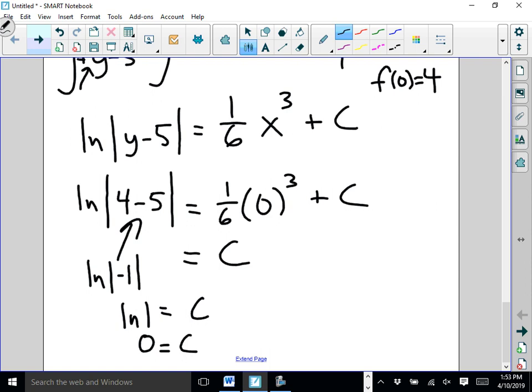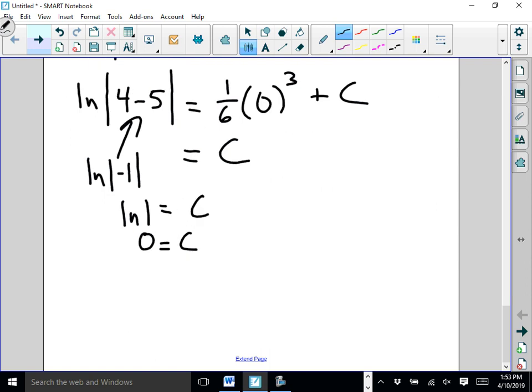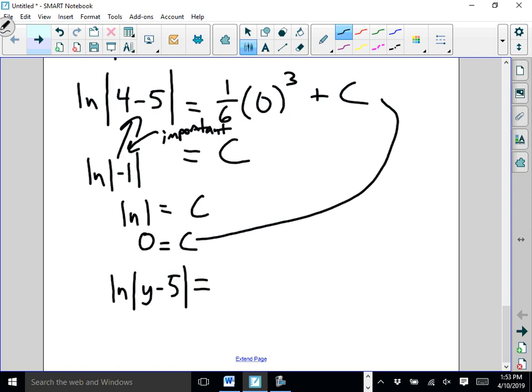but again, this is very, very important. That tells us when we drop our absolute values, we have to make the opposite side negative. Okay? So here's what we have. ln y minus 5 equals, I'm plugging that c in right here with y's and x's.